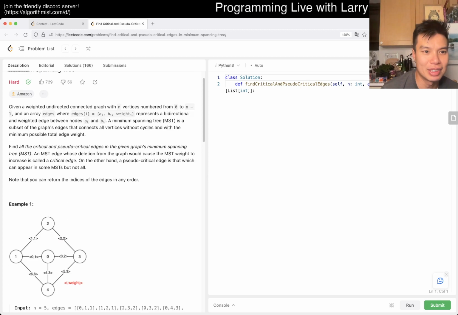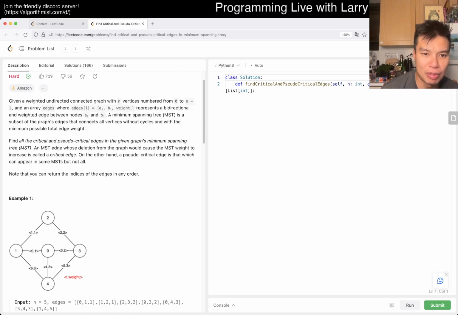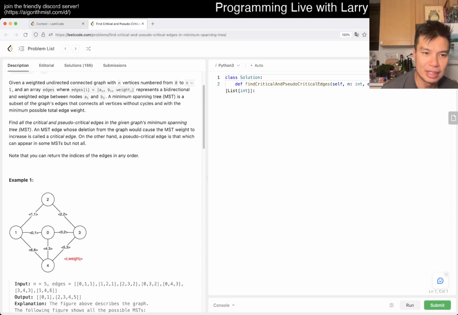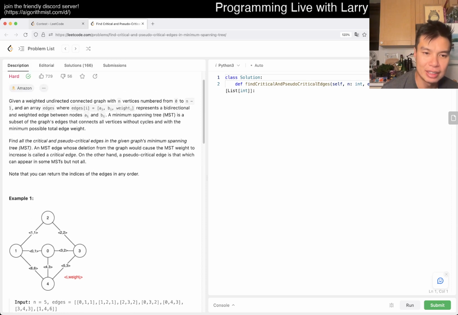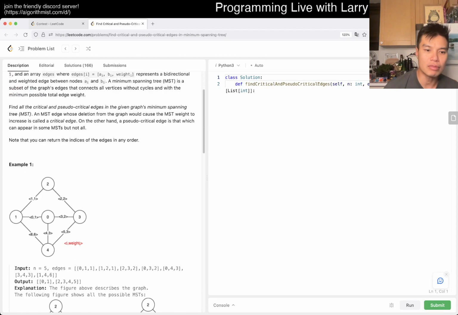What's a critical edge? Okay, an MST edge whose deletion from the graph would cause the MST weight to increase is called a critical edge. On the other hand, a pseudo-critical edge is one that can appear in some MSTs but not all. Note that you can return the indexes of the edges in any order. Okay, I guess the index is used for returning, which, okay, that's fine.